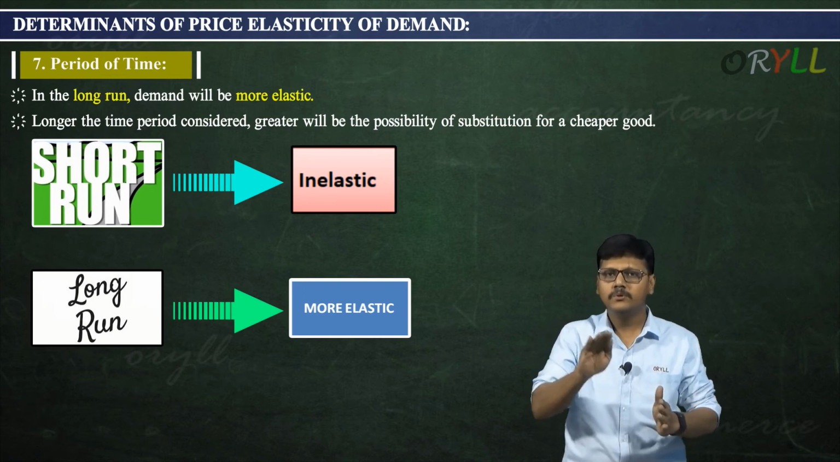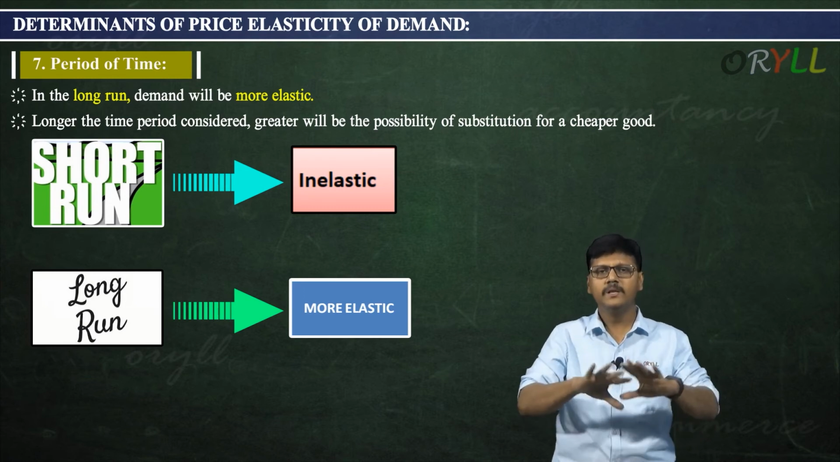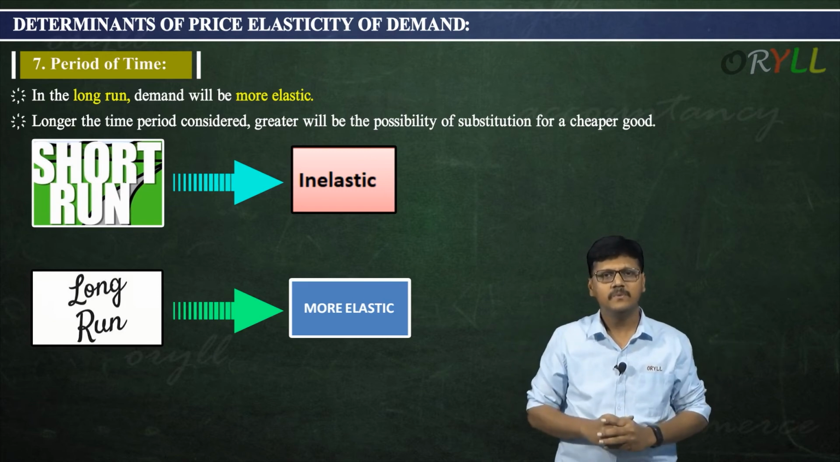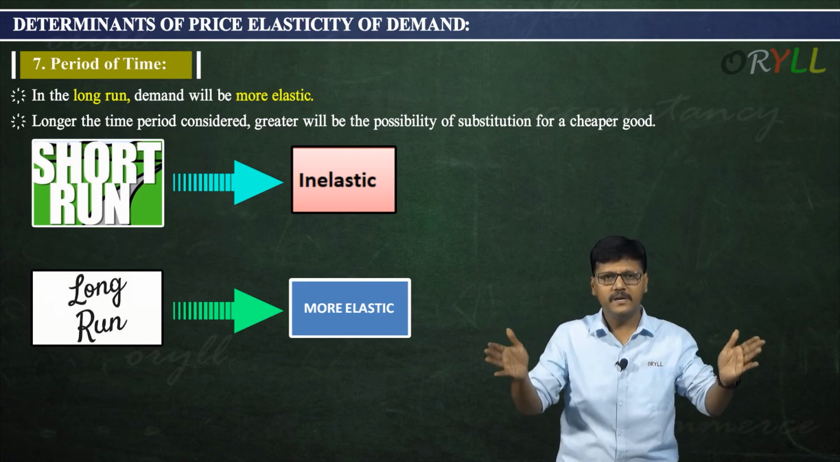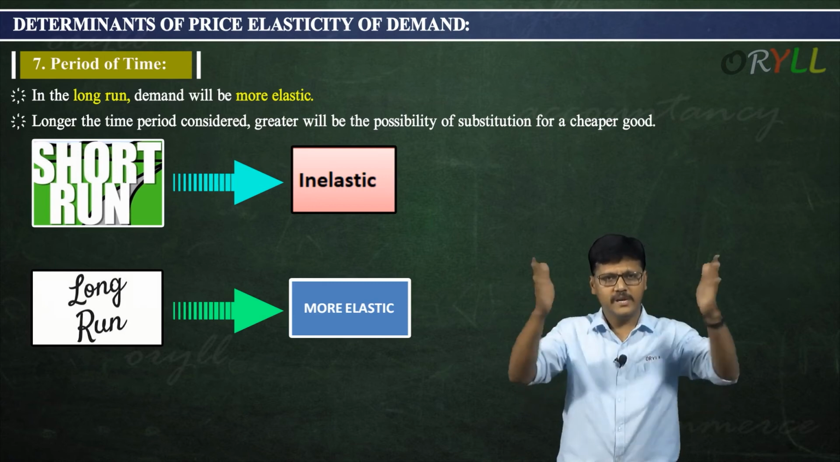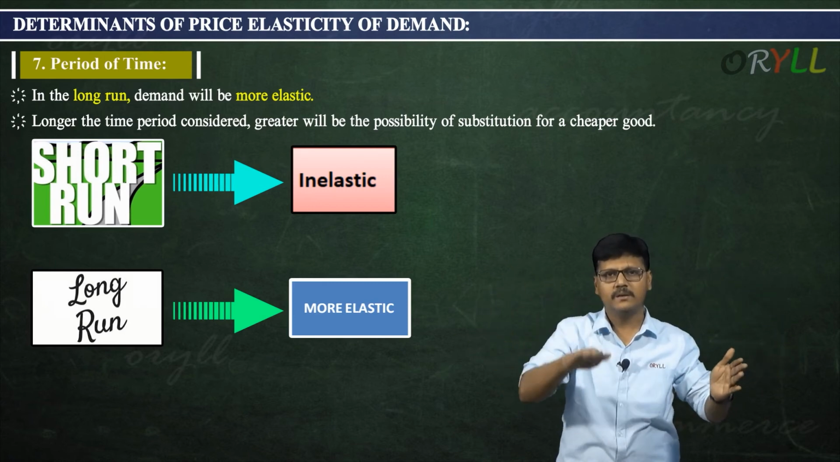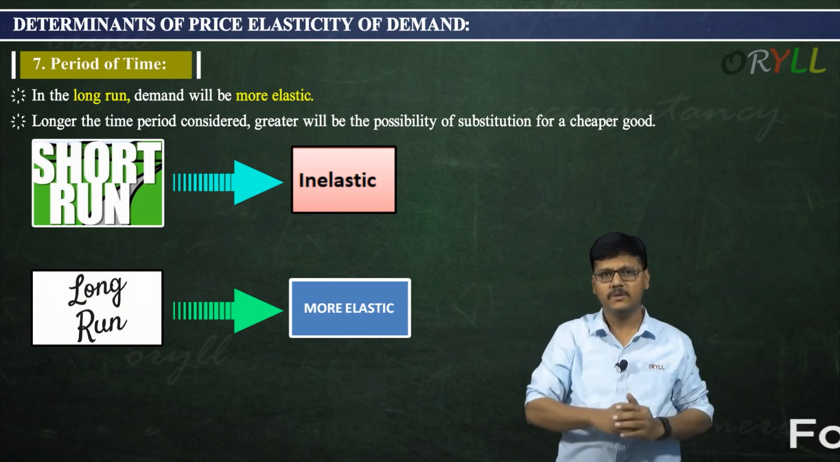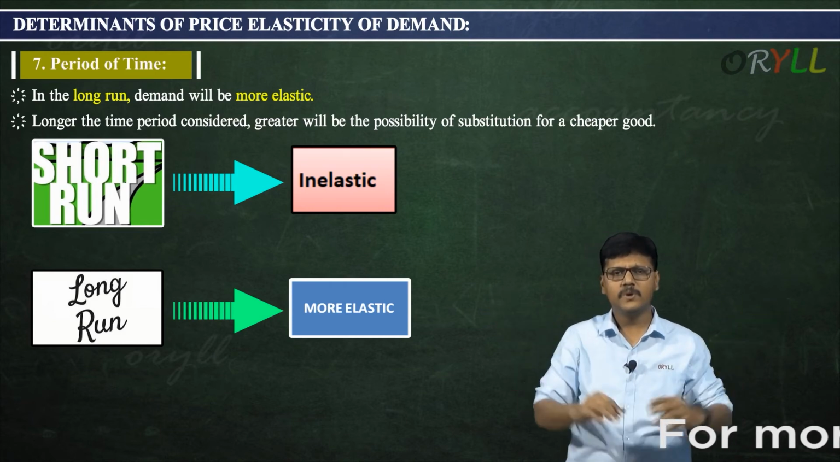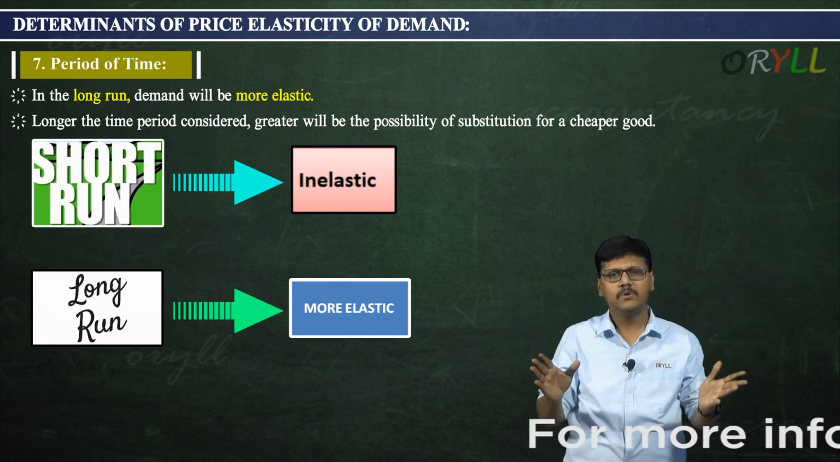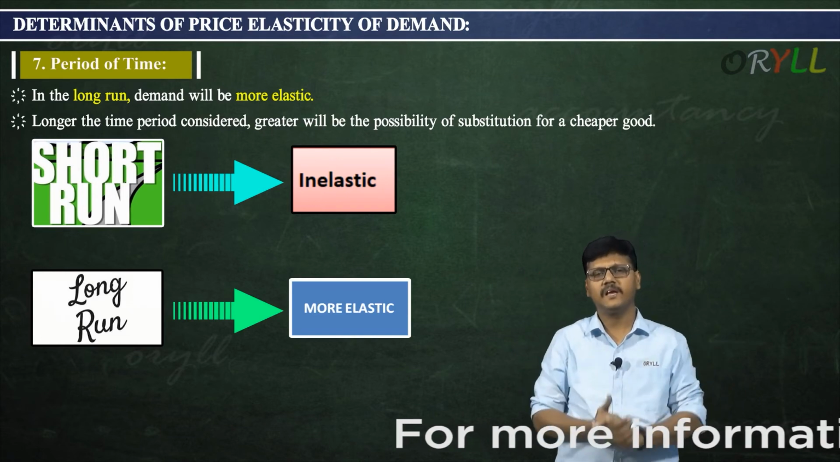Then you will come to the economic bike and you will change the consumption of petrol, because in the long period you have got the time to change the machinery and you can change the consumption of petrol. In the short period, there is no possibility to change any amount of petrol, that is why it is inelastic.